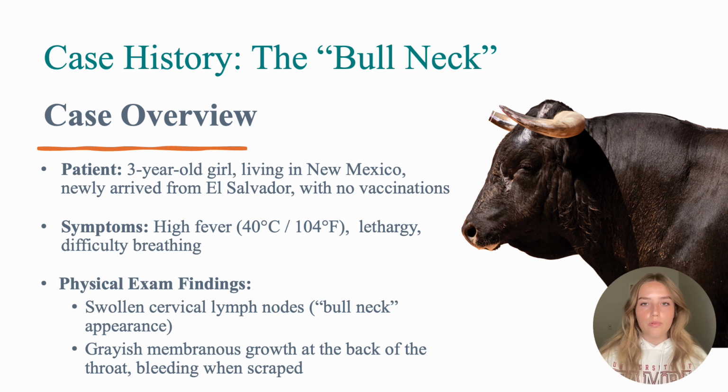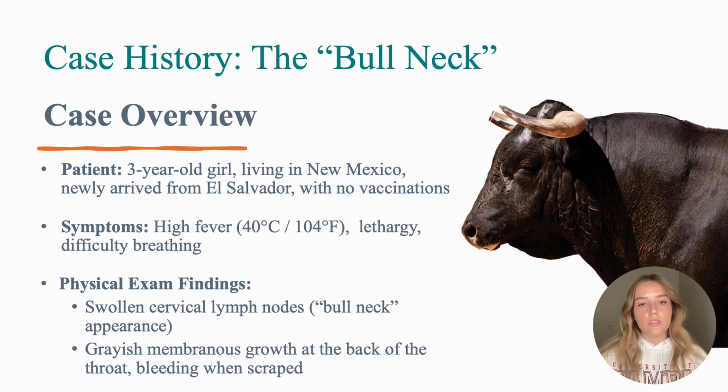So starting with the bull neck case study, a mother rushed her 3-year-old girl into the hospital in New Mexico. They had recently moved a week ago from El Salvador, and the little girl was not vaccinated. Her symptoms were a high fever of 104 degrees Fahrenheit. She was lethargic and she had difficulty breathing.